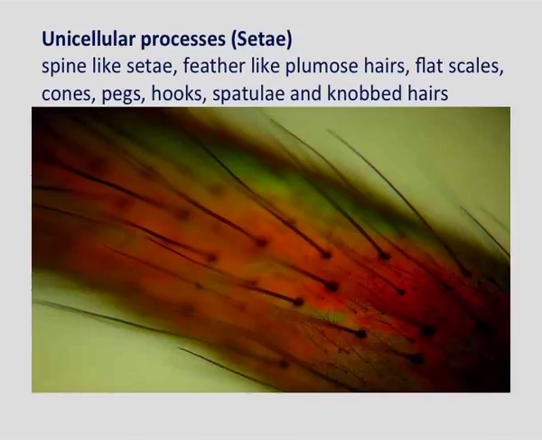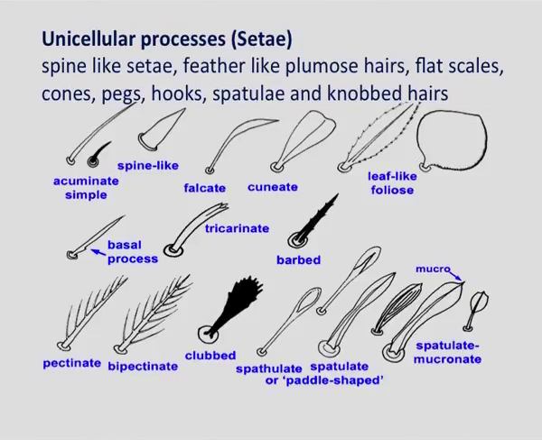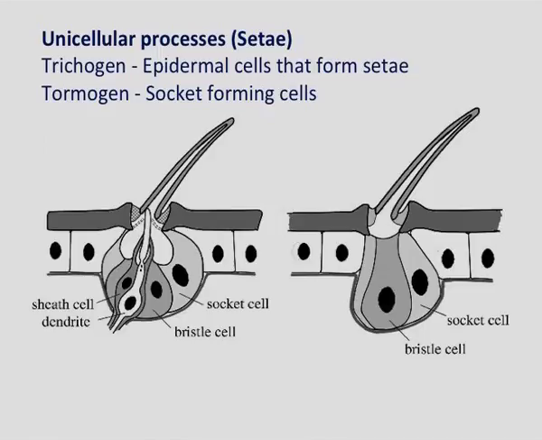Unicellular processes are hair-like processes and generally termed as setae. They may be of different types, namely spine-like setae, feather-like plumose hairs, flat scales, cones, pegs, hooks, spatulae and knobbed hairs. Setae are plasmatic outgrowths of a single large epidermal cell. It is present inside the hair socket or setal alveolus, which is surrounded by the setal membrane. The cylindrical internal cavity of setae is called the trichophore, which contains the cells associated with setae. The epidermal cells that form setae are called trichogen and the socket-forming cells are termed tormogen.